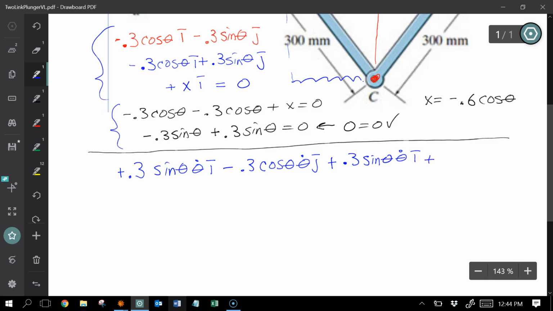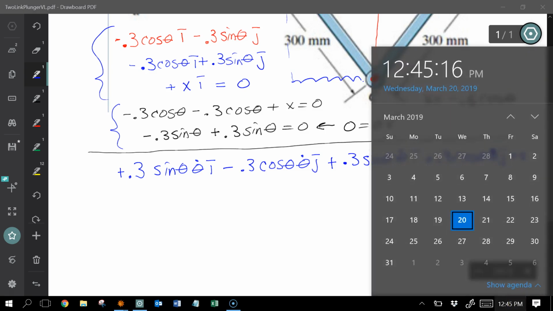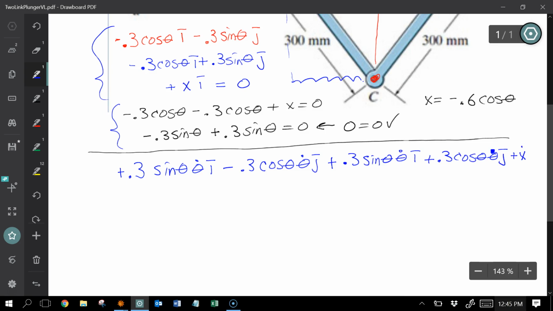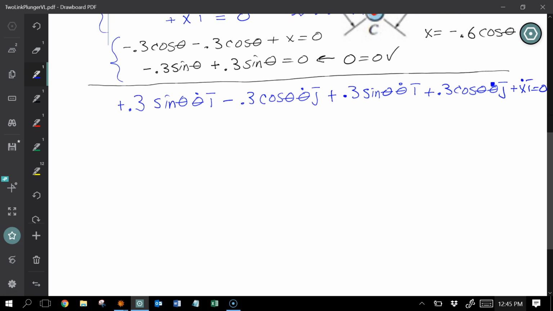Keep going, plus 0.3. Derivative of the sine is the cosine of theta, chain rule, theta dot, J, and then plus x, that would be x dot, chain rule, x dot I, and that equals 0. Derivative of 0, 0.